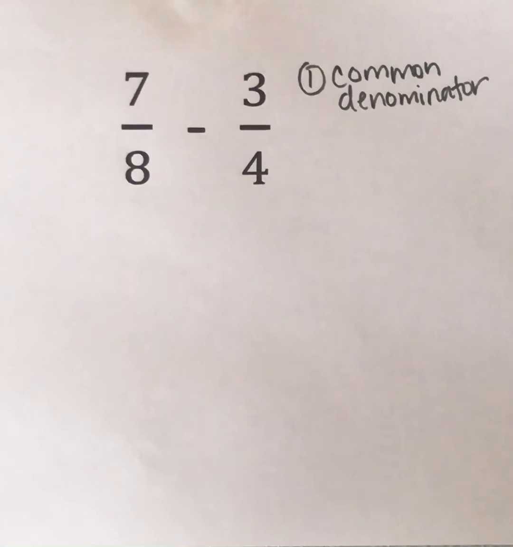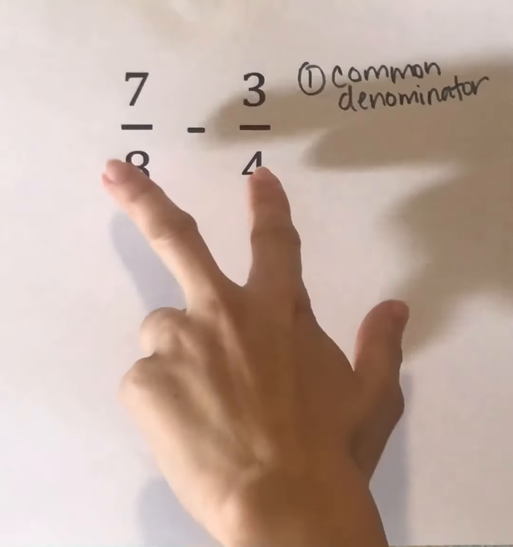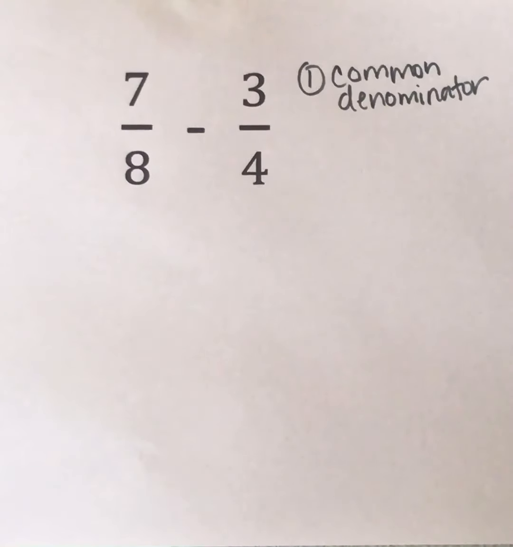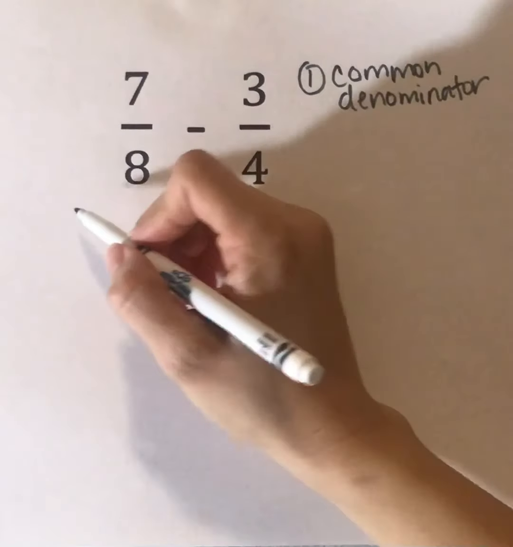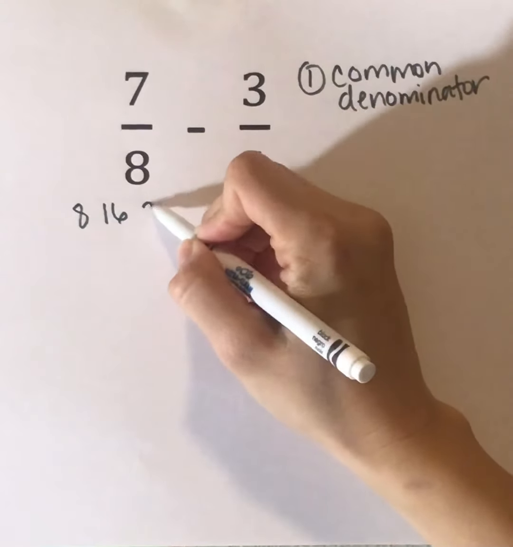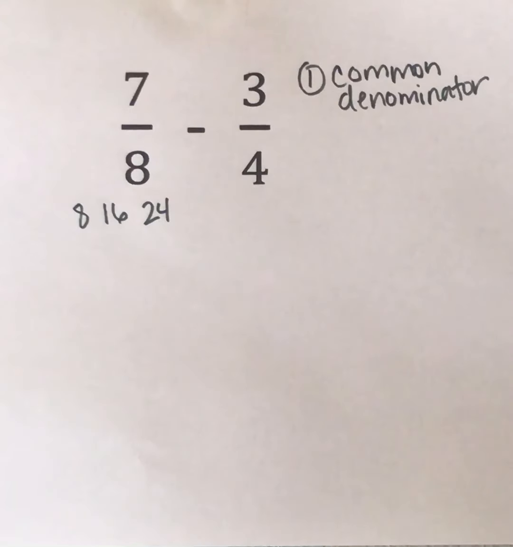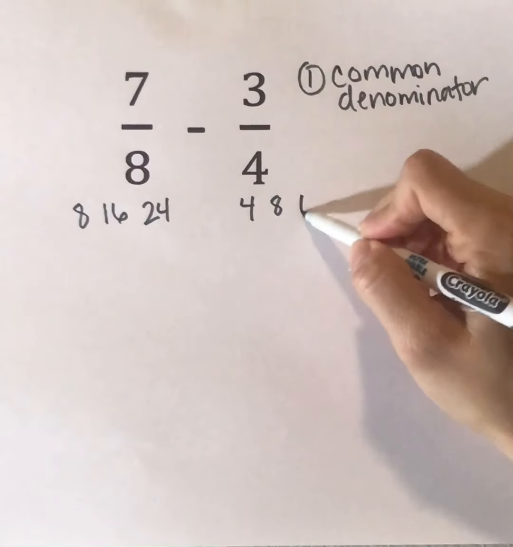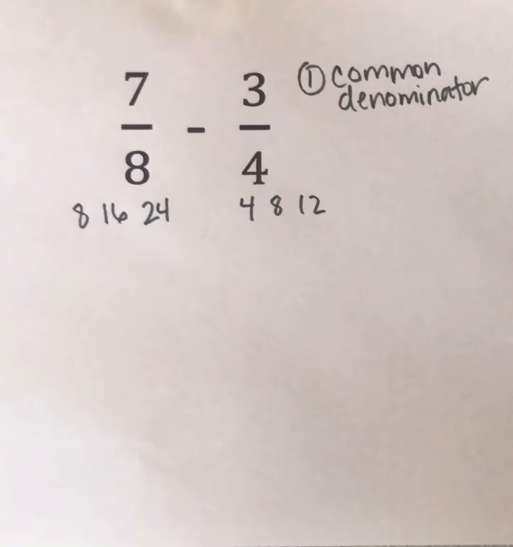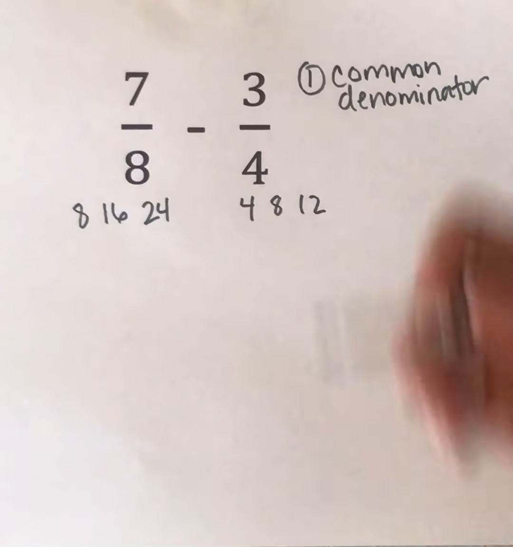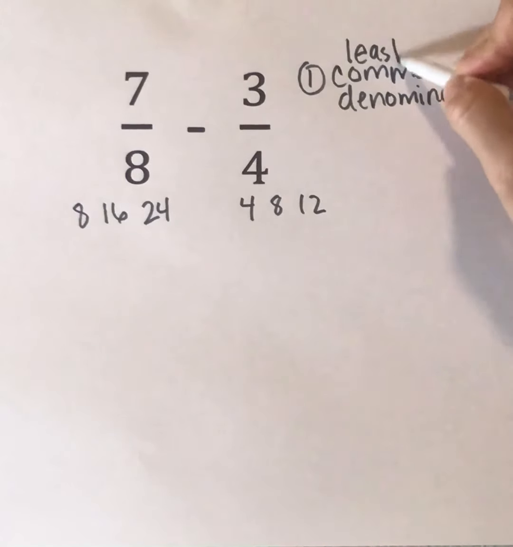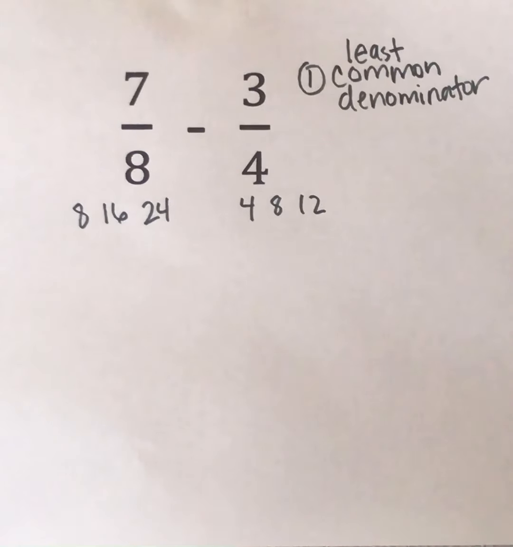Okay, so to find a common denominator, we need to first look at the multiples of 8 and 4. So remember, a multiple is basically just skip counting by that particular number. So for example, the multiples of 8 would be 8, 16, and 24. Multiples of 4 would be 4, 8, and 12. And we're going to find one that's common, that shows up for both, and we want to find the one that's the least common, or the one that shows up first.